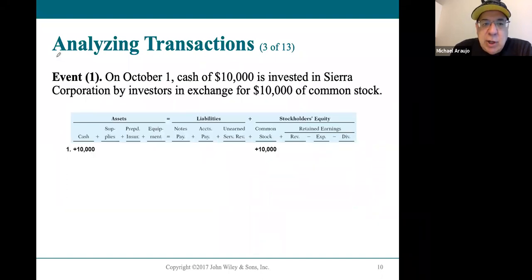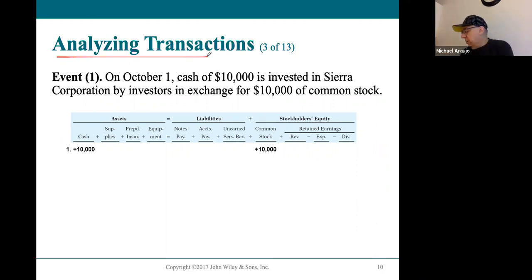Okay, so your book has a series of transactions on Sierra Corporation, beginning on page 94 and going all the way through page 99. And you need to know these, in essence, because you need to understand what happened. The purpose of this is to understand the analysis of what just happened.